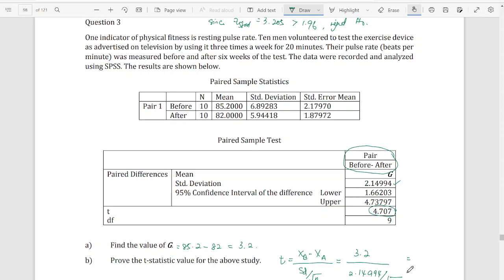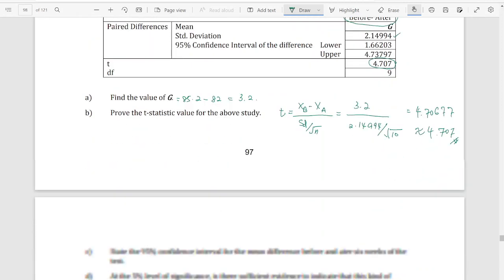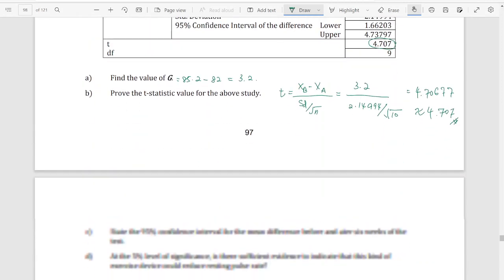Okay, and then 3.2 divided by that, you will get 4.70677. So this is approximately 4.707. Okay, so that is for question number B.